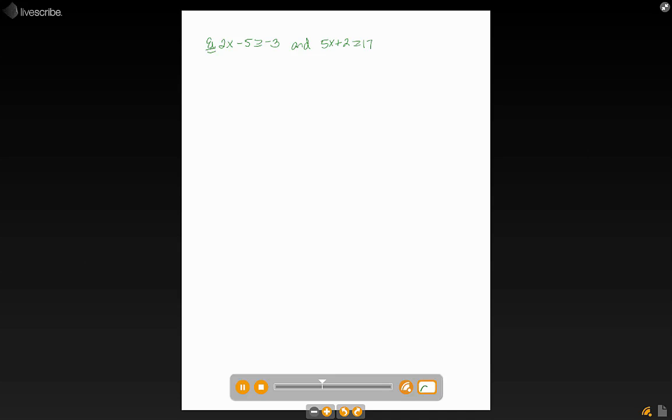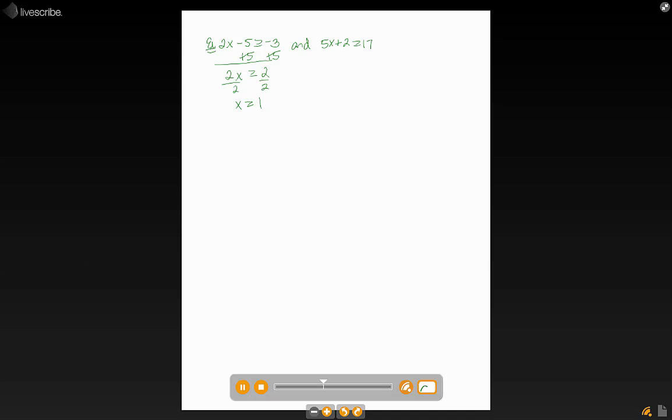You always have to get x alone. Add 5 to both sides. I get 2x greater than or equal to 2. And then? Divide by 2. Good. And you get x is what? Greater than or equal to 1.